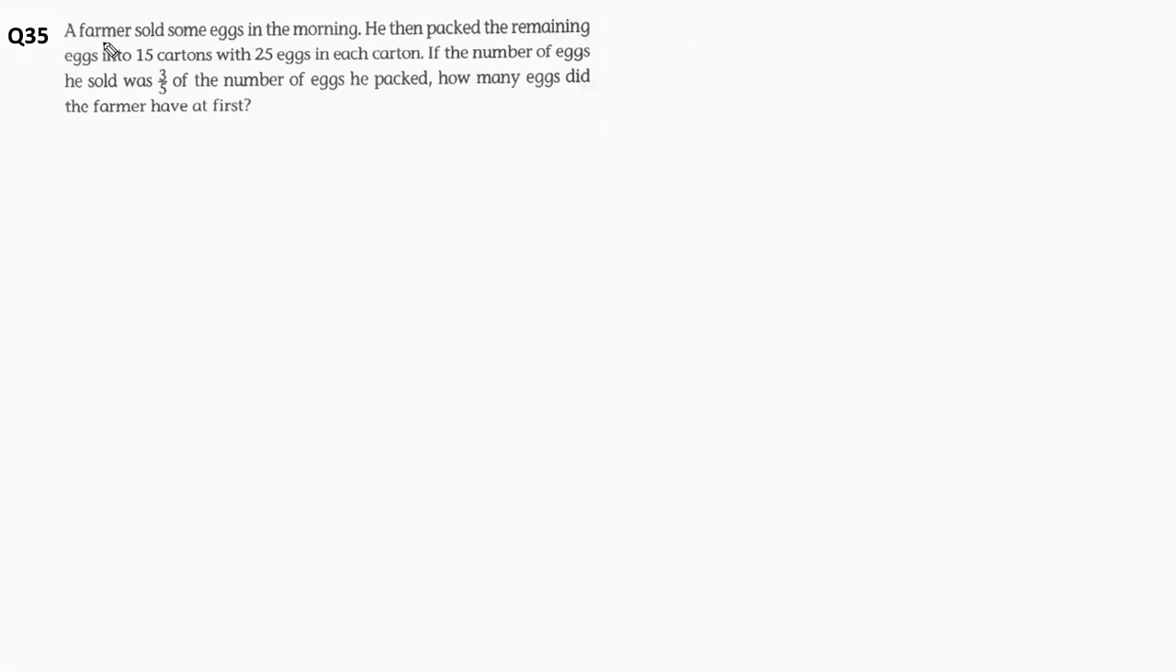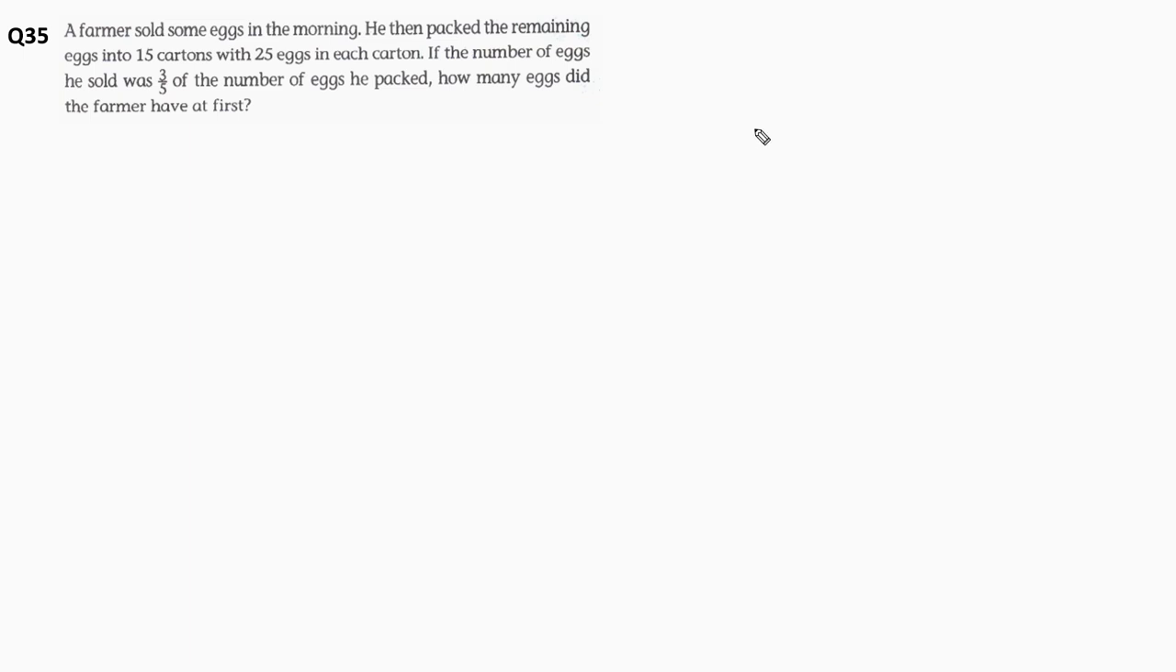Okay, a farmer sold some eggs in the morning. He then packed the remaining eggs into 15 cartons with 25 eggs in each carton. If the number of eggs he sold was 3/5 of the number of eggs he packed, how many eggs did the farmer have at first?